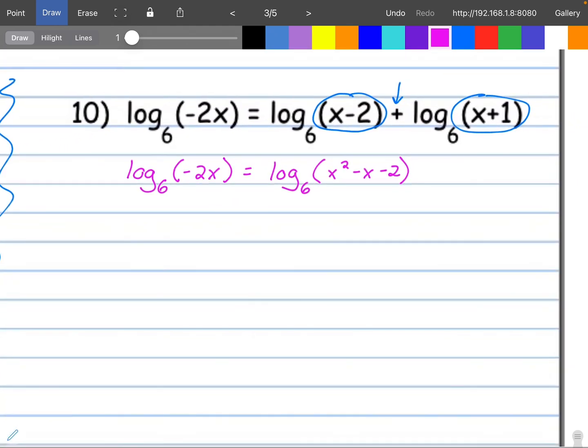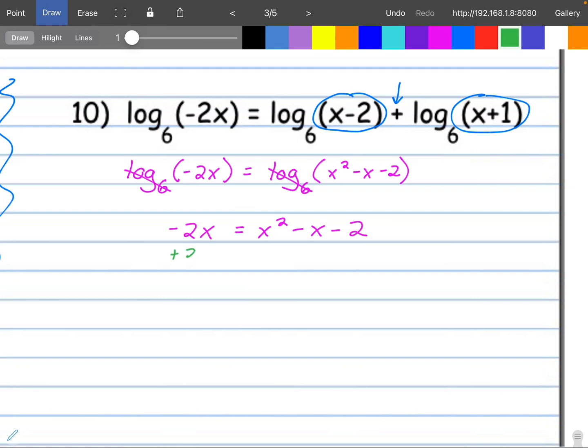Okay, now getting back to our problem, I now have a single log base 6 on each side, which means I can now ignore those and focus on making sure that what we're taking the log of is equal. So we're going to take negative 2x and say that it must equal x squared minus x minus 2. Now this one we are going to have to factor because I don't just have x squared, I have x squared and x. So I'm going to need to get everything on one side, make sure that it's set equal to 0, and then I'm going to try to factor.